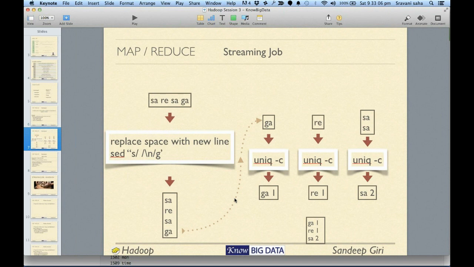Second, it's not only shell programs which can be executed this way using a streaming job. It can be any binary, whether it is written in C or Python, or any programming language you use for writing the MapReduce code. As long as it can run as a command line, it will be doing good.